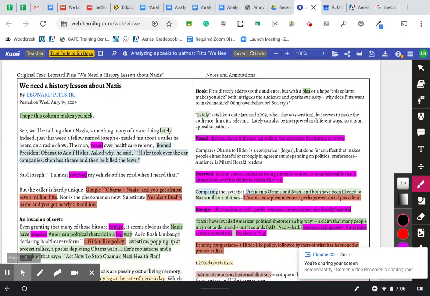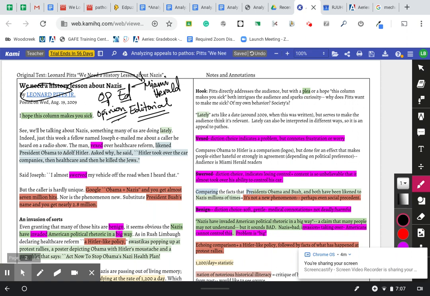All right. So in this text, and you guys will look at this a little later, this is an op-ed from the Miami Herald. Op-ed stands for opinion editorial, meaning Leonard Pitts, the author, writes for the Miami Herald. This is his opinion. He wrote an editorial like a column or an article, but it's about his opinion.